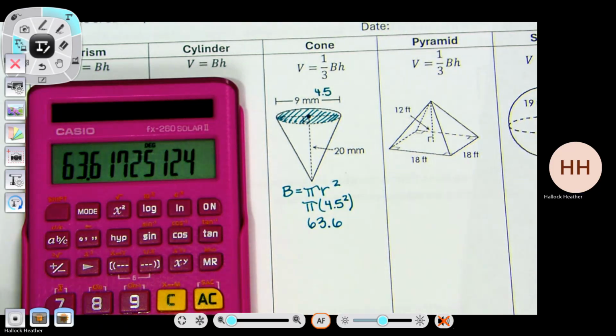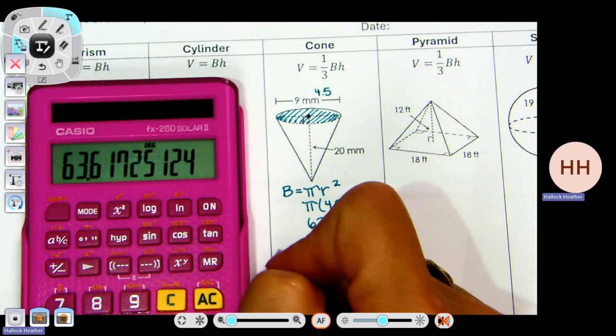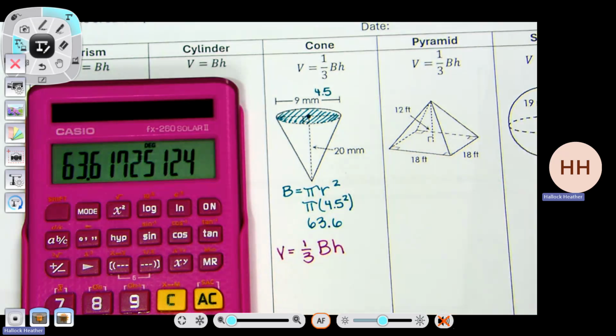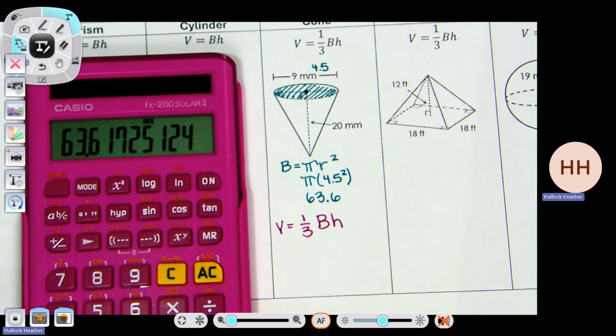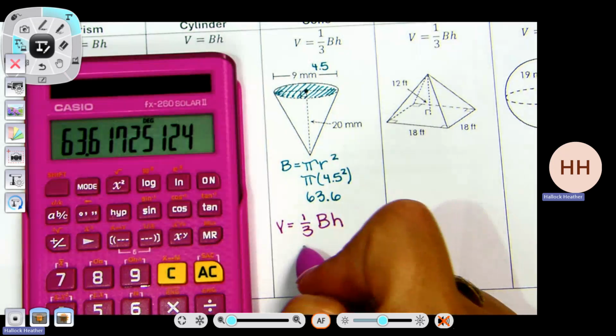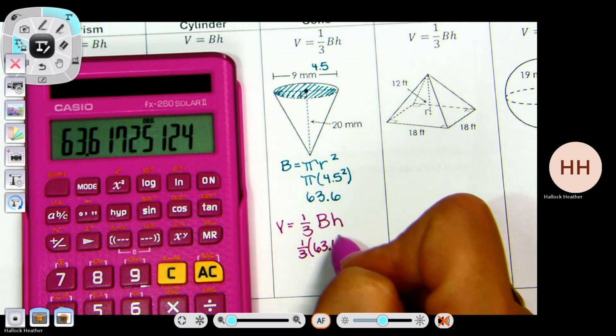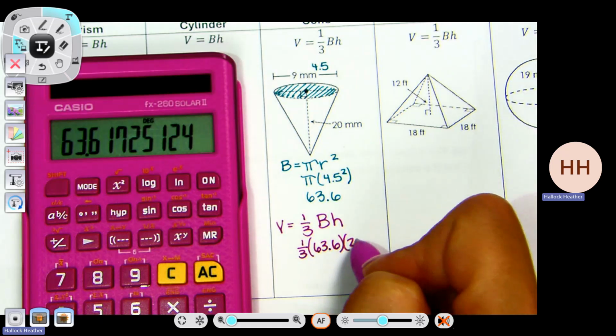Okay. So now we're going to use our volume formula. Volume is 1/3 big B H. I found big B, so I'm plugging in big B and I'm plugging in my height. So the height is 20.